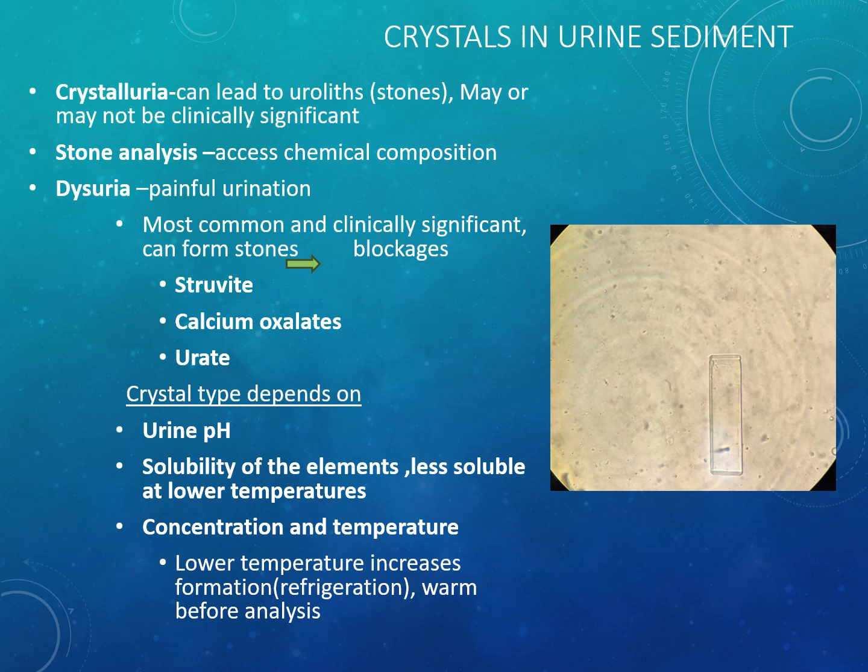The crystal type that we're going to see in urine is going to depend on the pH of the urine and the solubility of the elements. These elements that form the crystals are less soluble at lower temperatures. So for example, if we're refrigerating a sample, it's more likely to develop crystals falsely. So when you take a sample out to analyze and it's been in the refrigerator, it's a good idea to let it warm to room temperature so that those crystals can be dissolved.